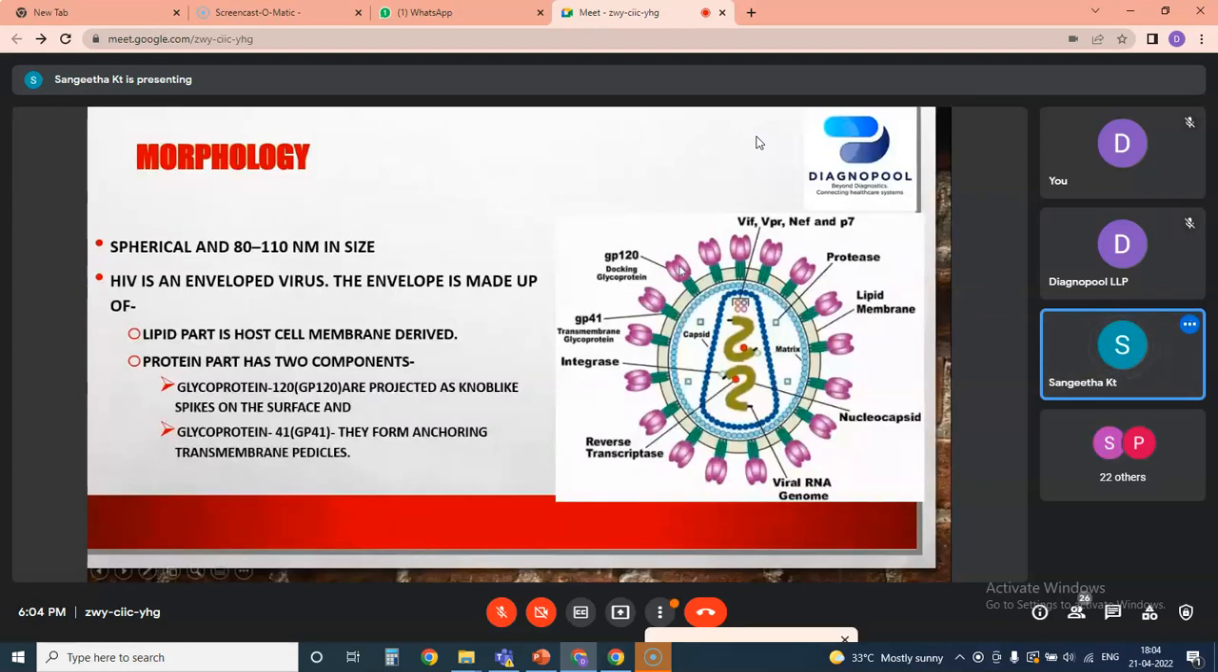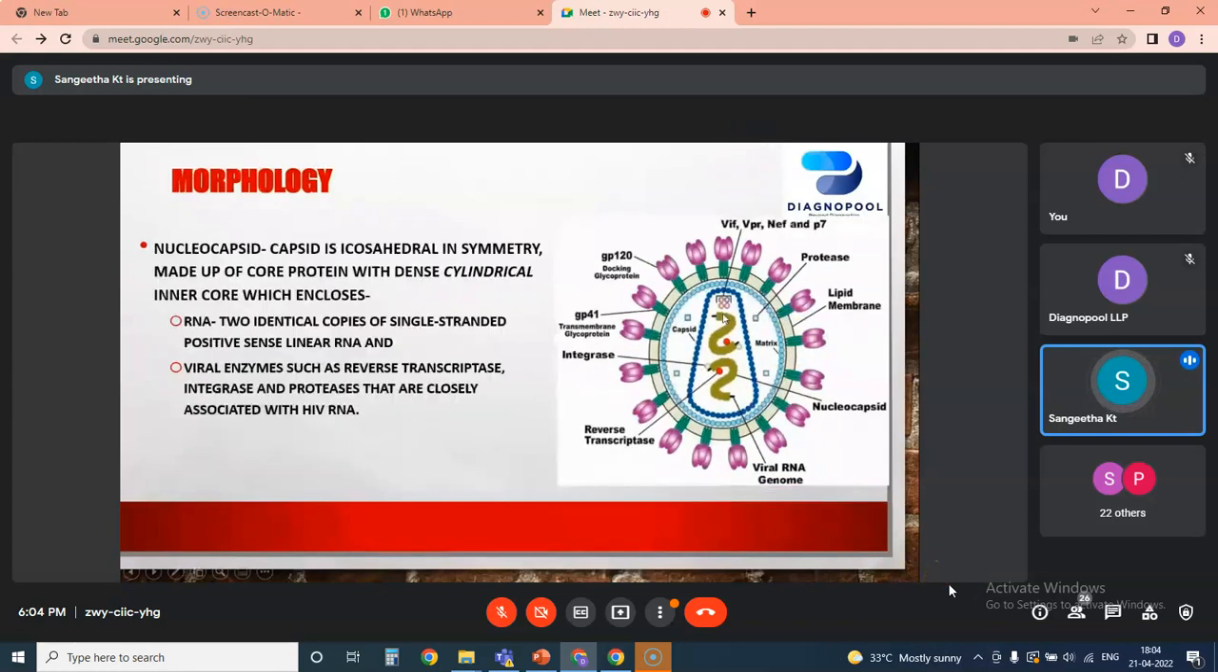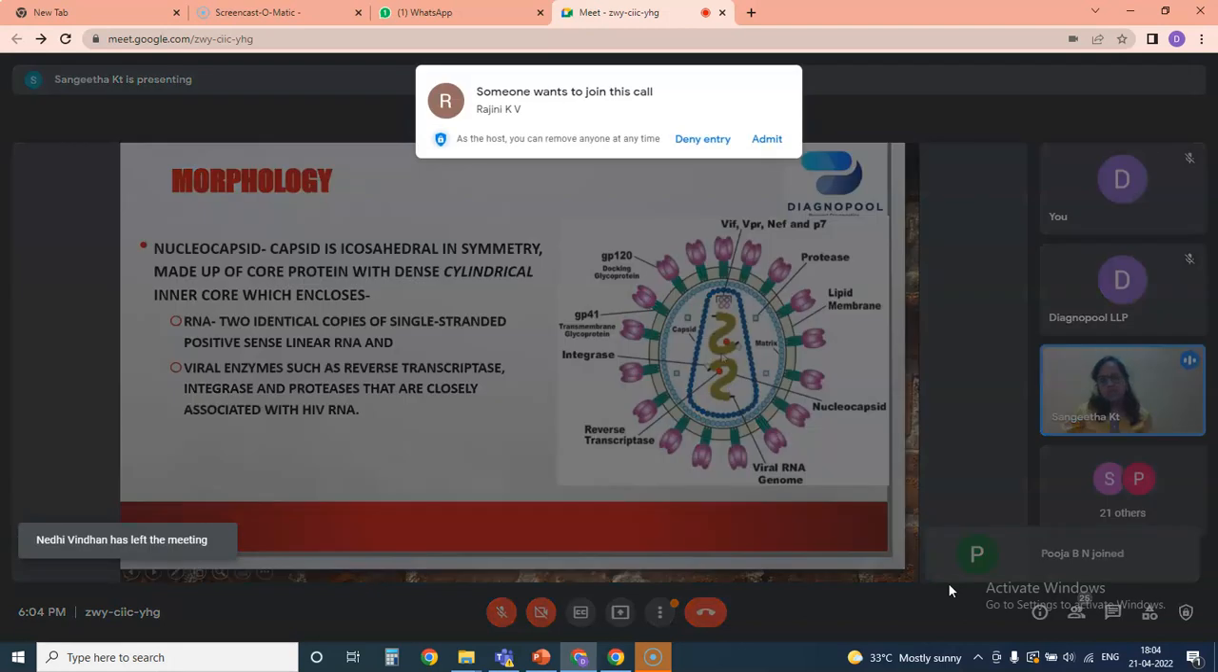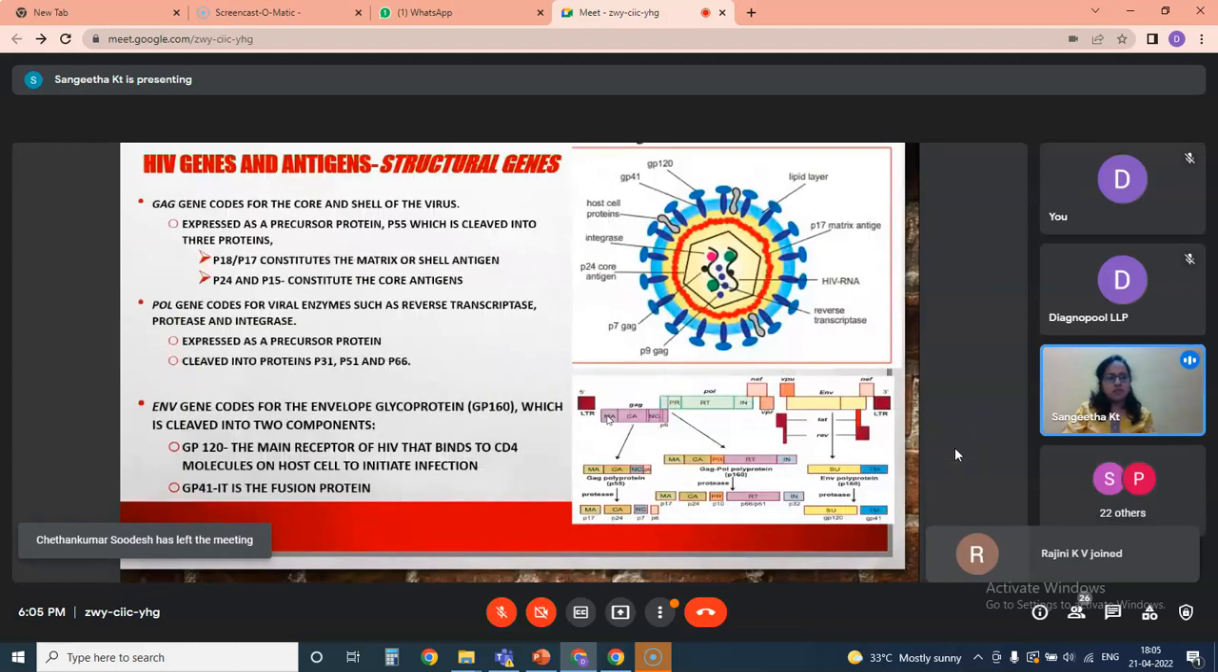And this is GP41, which is the fusion protein. Then the genome is a positive sense single-stranded RNA. Now again, we have some viral enzymes which are very characteristic of the HIV virus: the reverse transcriptase enzyme, the integrase enzyme and the protease enzyme, the function of which I will be discussing in the further slides.